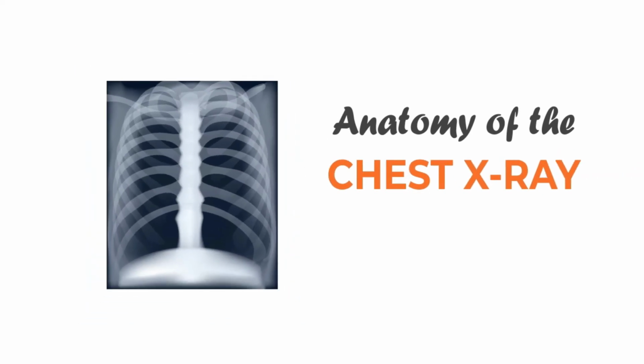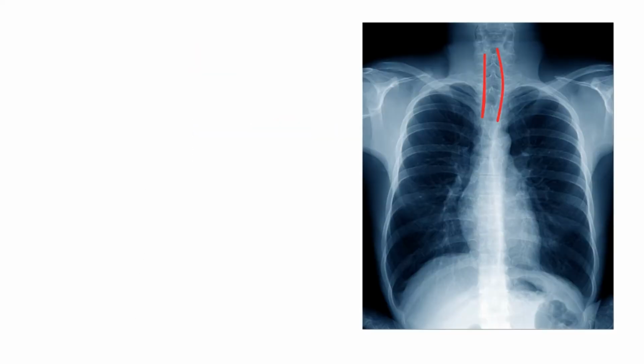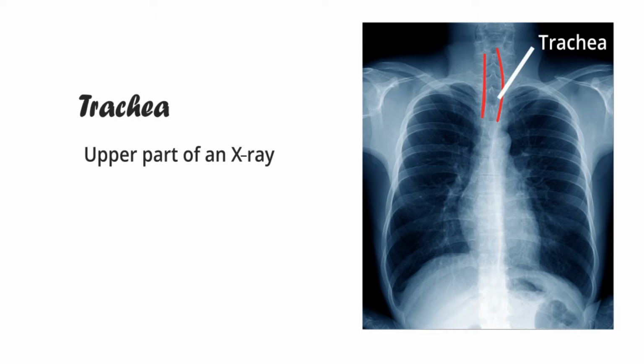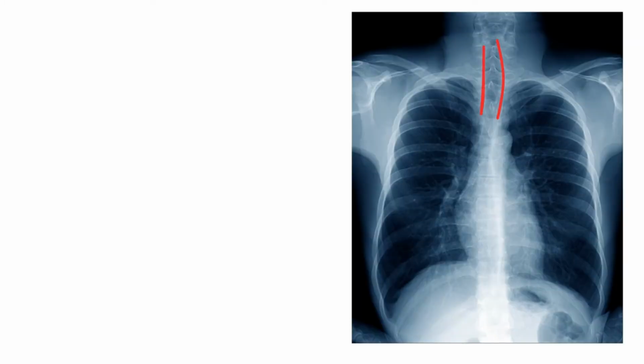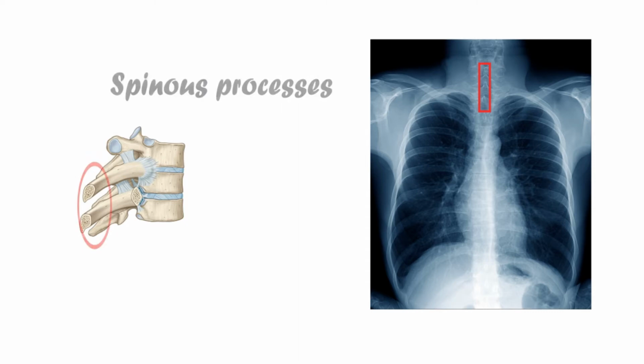So let's begin. The first aspect of a chest x-ray that we need to consider is the trachea. The trachea is located on the upper part of an x-ray, and it's located above the thoracic inlet. You can often tell the trachea is there because there is this shadow which is located right in the centre, which is the presence of air as it appears on a radiographic film. You can also tell that the trachea is there because of the presence of the spinous processes of the vertebra located behind the trachea.